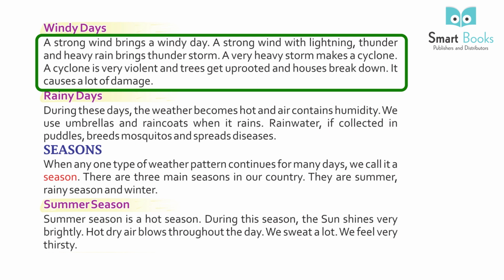A strong wind with lightning, thunder, and heavy rain brings a thunderstorm. A very heavy storm makes a cyclone. A cyclone is very violent, and trees get uprooted and houses break down. It causes a lot of damage.